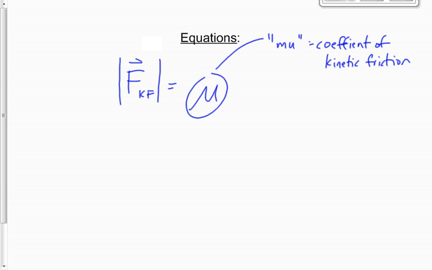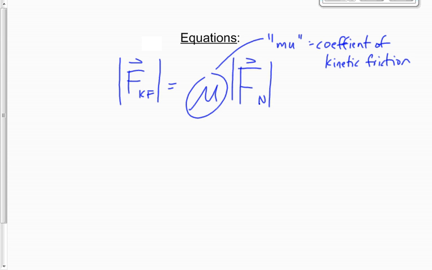A coefficient of friction, mu, the Greek letter mu, is basically how much two things stick together, how much two materials stick together. But the force of friction is not just equal to mu. It's equal to mu times the normal force that acts on the object.